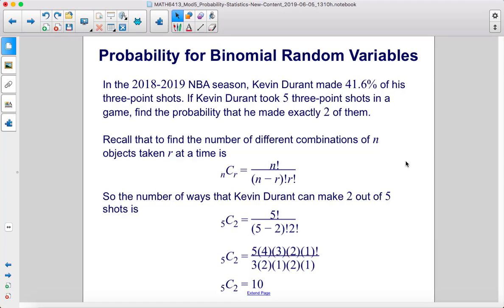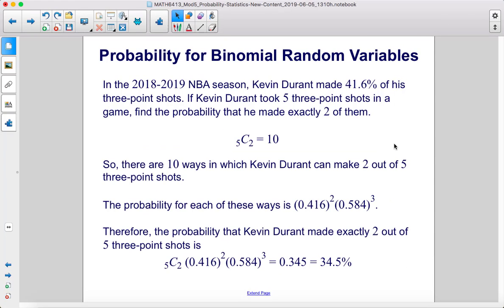Recall that to find the number of different combinations of n objects taken r at a time is n factorial over n minus r factorial times r factorial. So the number of ways that Kevin Durant can make 2 out of 5 shots is 5 factorial over 5 minus 2 factorial times 2 factorial, which is 10. So there are 10 ways in which Kevin Durant can make 2 out of 5 three-point shots.